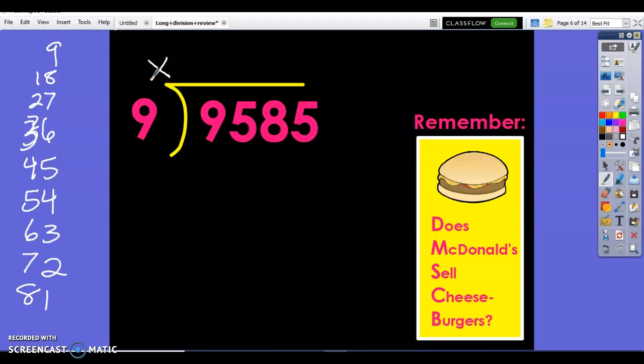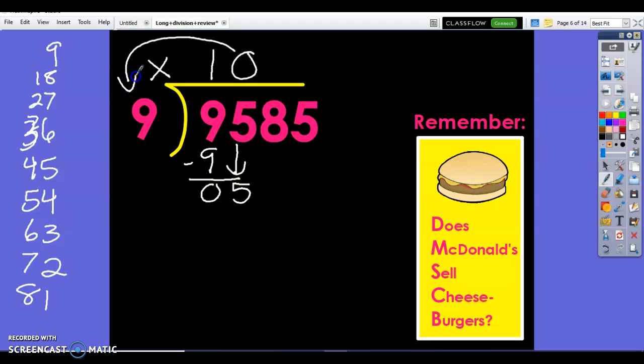9 divides into 9 1 times. 1 times 9 is 9. Subtract, bring down. 9 cannot divide into 5. If you say no, you put a 0. Remember, we go back in reverse. 9 times 0 is 0. Subtract, bring down.